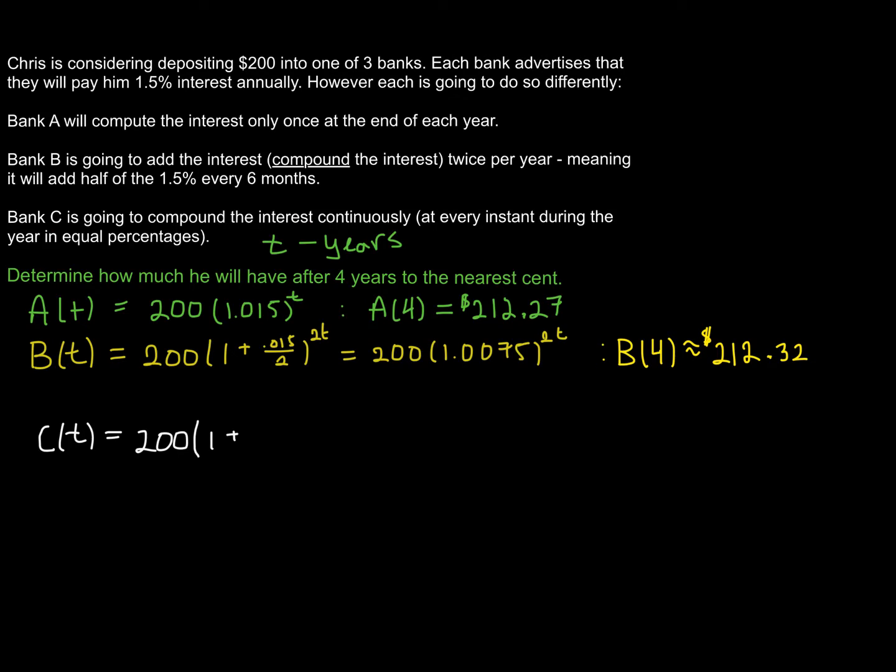Well, how many instants do you have? If you tried to count them all, you'd be here forever because there are infinitely many. So what we need to do is break up this 1.5% into infinitely small pieces so that we can add on those infinitely small percentages every single instant, which seems to be a pretty complex, convoluted type of deal. But let's just try and write it out as best we can. So we're going to take the annual interest rate, 0.015, and we're going to divide it by the number of instants, just like we did in bank B, except here there are infinitely many.